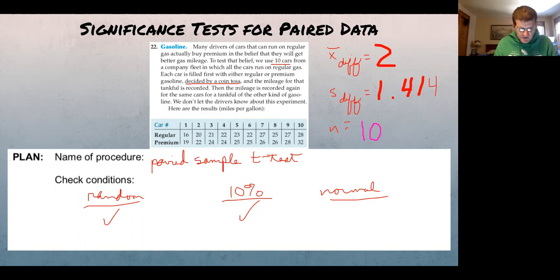10%: it doesn't say how many cars are in the fleet, so we will assume they have at least 100 cars, and therefore we met the 10%. Normal: we certainly didn't meet n is greater than or equal to 30 because we only have 10 in our sample. So for our assumption, we will assume that the differences we calculated here are all normally distributed. If it doesn't give you explicit reasons to believe that it is, and you just write out your assumptions, then you've covered your base and you're good to go.